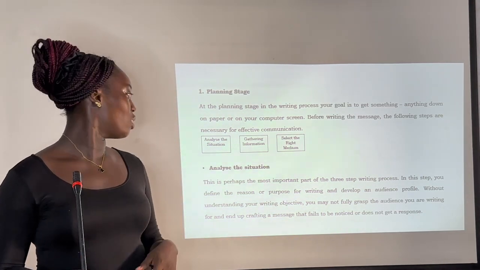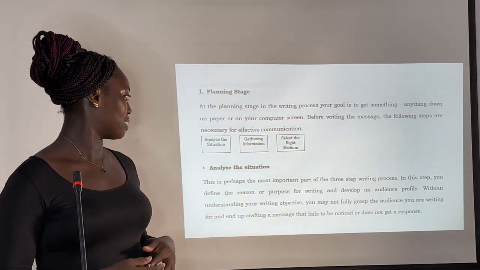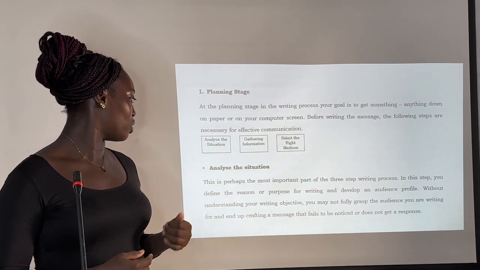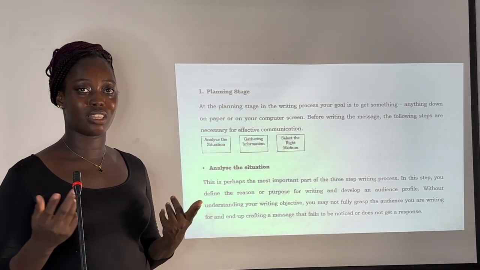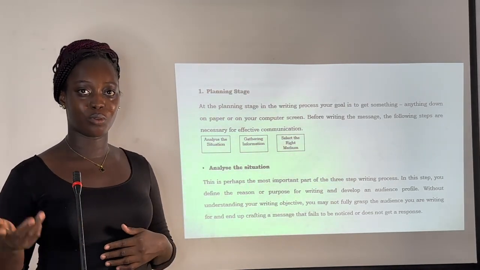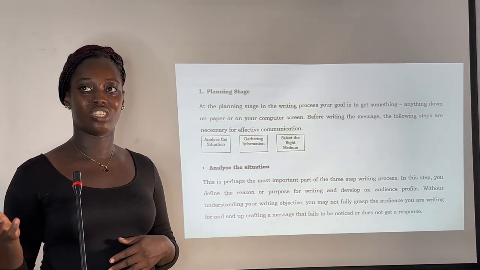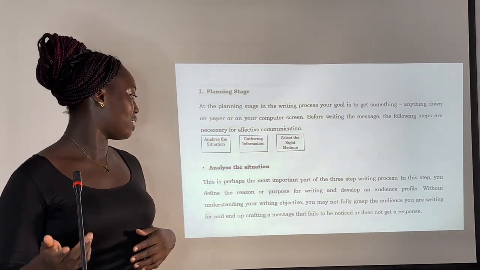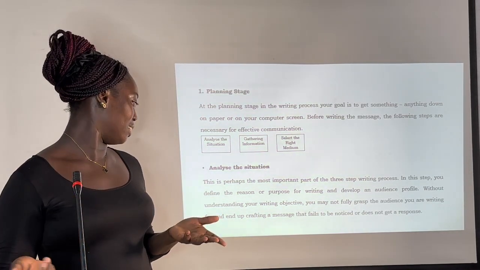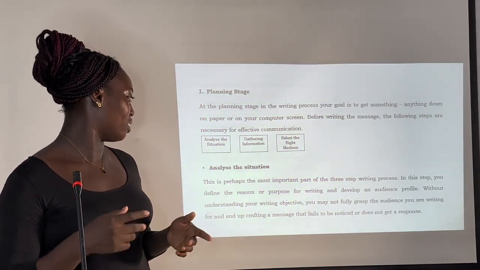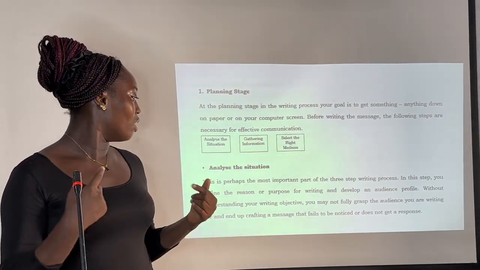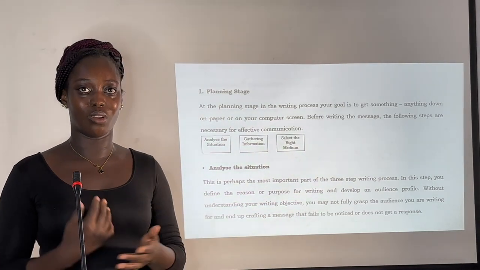Under the planning stage, you have to analyze the situation first, gather the information and select the right medium. Analyzing the situation is the most important part of the three-step writing process. In this step, you define the reason and the purpose for the writing, and you also develop an audience profile. Without understanding your writing objective, you may not fully grasp what the audience needs, and you end up crafting a message that fails to be noticed or does not get a response.